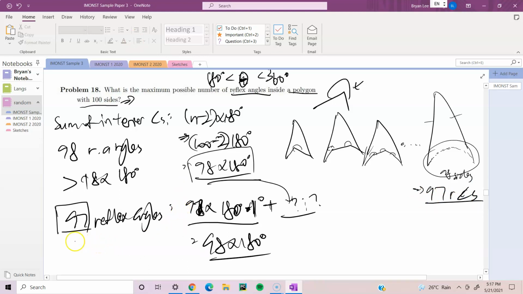So for problem 18, 97 is the theoretical maximum and it's the real maximum, okay? So problem 18 solved.